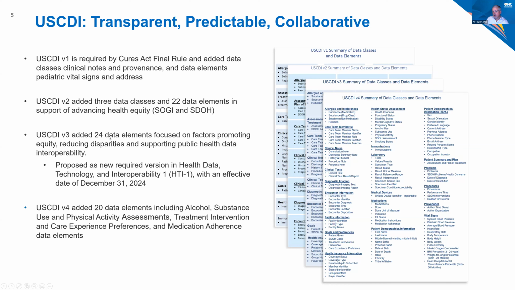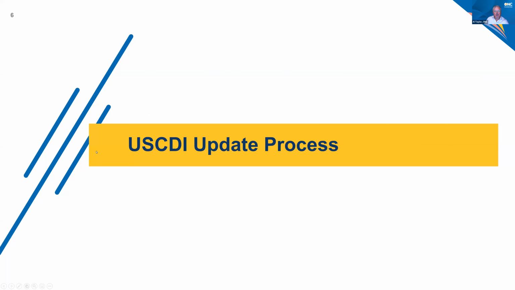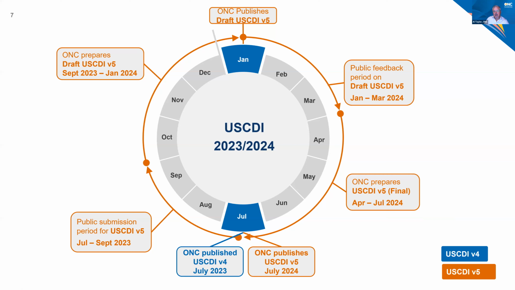We're currently working on the next version of USCDI, which is draft USCDI version 5. This is a graphic of the update cycle. This is the current cycle, the 2023-2024 cycle. And the reason that we mention the cycle by date and not by version is because at any given time, 2 or more versions may be in various stages of development. We published version 4, which we're talking about today, in July, and immediately started the process to gather input for what would go into USCDI version 5.